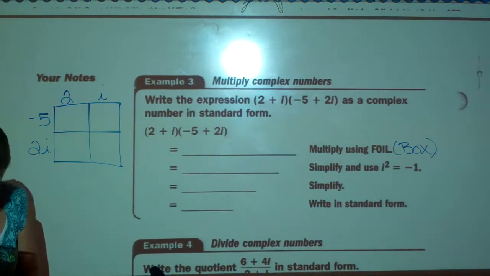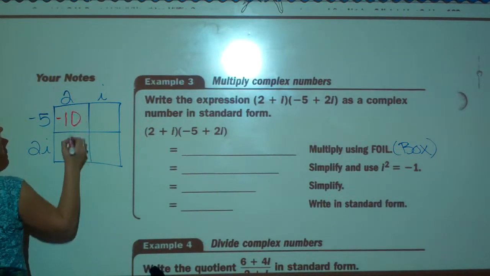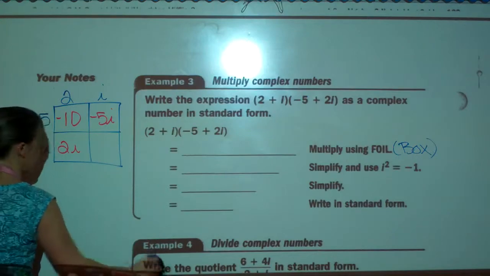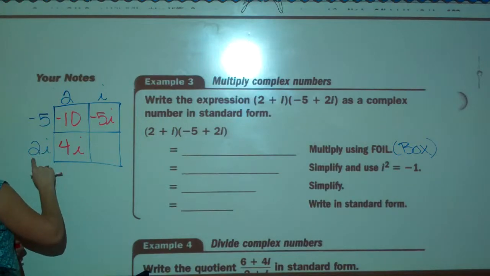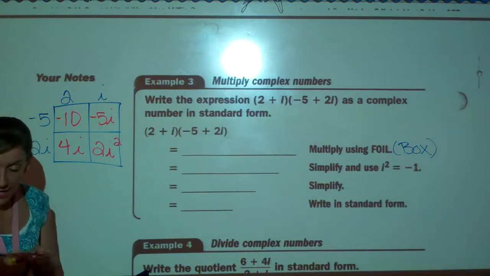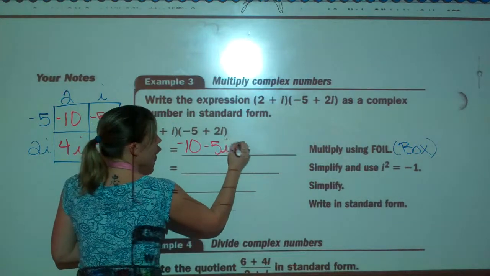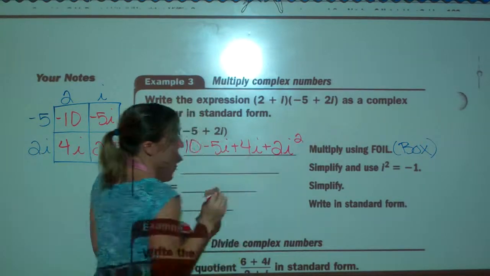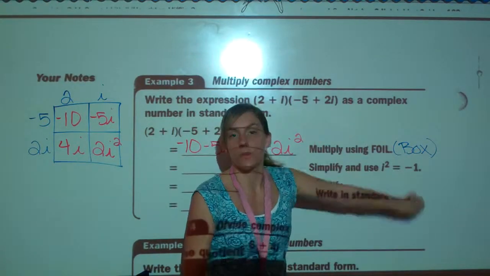Let me go ahead and use a different color. So that's -10. This is -5I. This is 4I, and this is 2I times I, which is I squared. Okay? So far we have -10 minus 5I plus 4I plus 2I squared. And then the directions right here say simplify and use I squared is equal to -1.